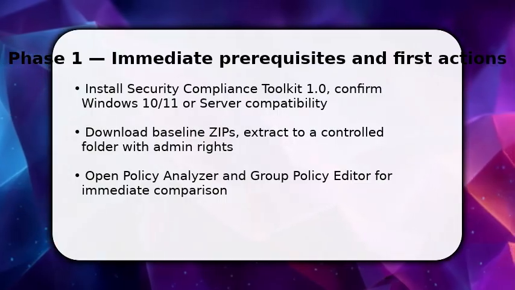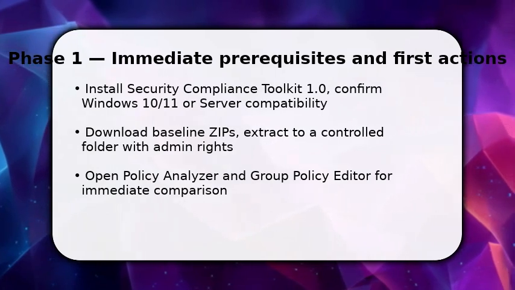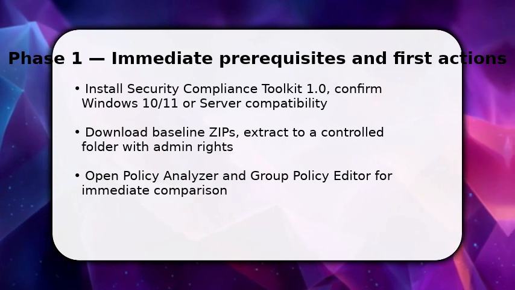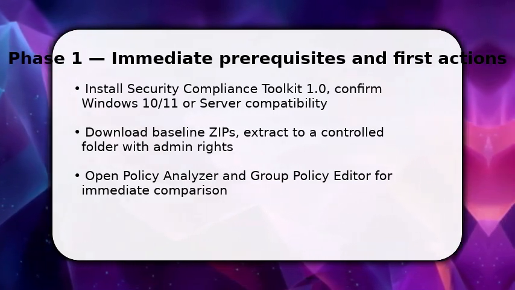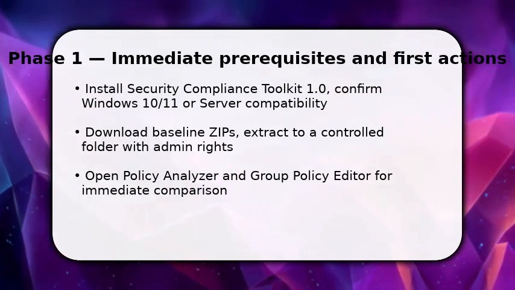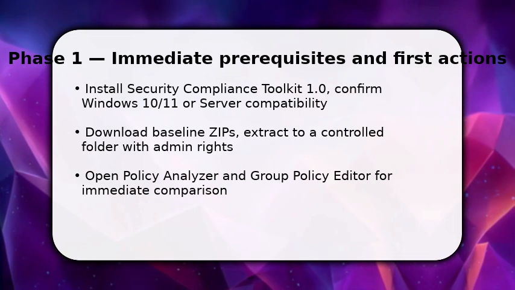You start by confirming prerequisites: Windows Edition, admin rights, and network access. Once done, download the Security Compliance Toolkit 1.0 baseline packages and extract them to a dedicated folder. Make sure UAC is acknowledged.